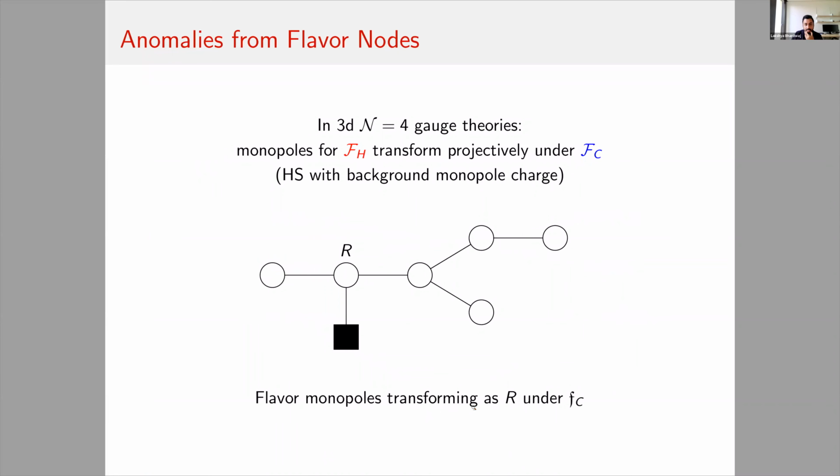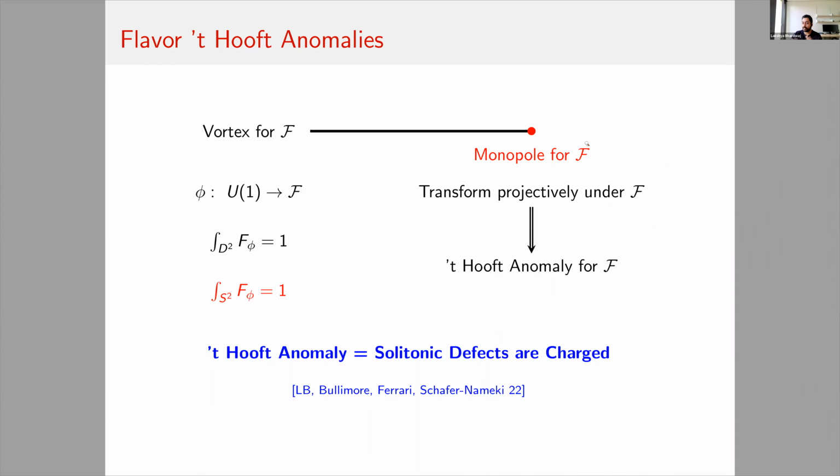Right. So if we go back over here, I was just looking at the full flavor group F, and we were looking at monopoles for F, which could transform projectively under F. So there was no difference between 2 kinds of symmetries. There was just a pure symmetry. But what happens in N equals 4 theories is that F decomposes as a product of the Coulomb and the Higgs groups. And then the Higgs monopoles transform under the Coulomb group, and the Coulomb monopoles transform under the Higgs group. And that's why this anomaly, which is pure on the full product group, becomes a mixed anomaly between the 2 factors. Okay, thank you very much.